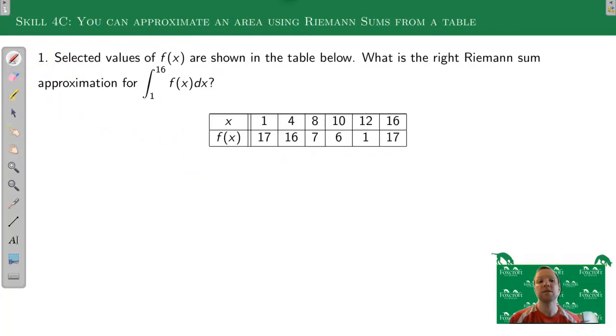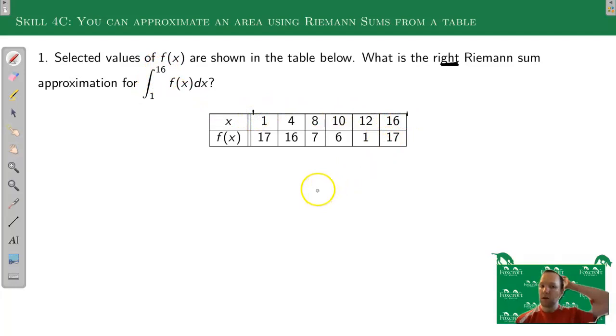All right, so we're going to stick with Riemann sums for our next skill, but now we're using tables. So the only thing with tables is they can be kind of different widths, so you have to make sure you're careful with reading your table. They're not always going to be the same width. So in this one, we're using this table and we're doing a right Riemann sum to approximate the integral from 1 to 16. So 1 to 16 is the entire table.